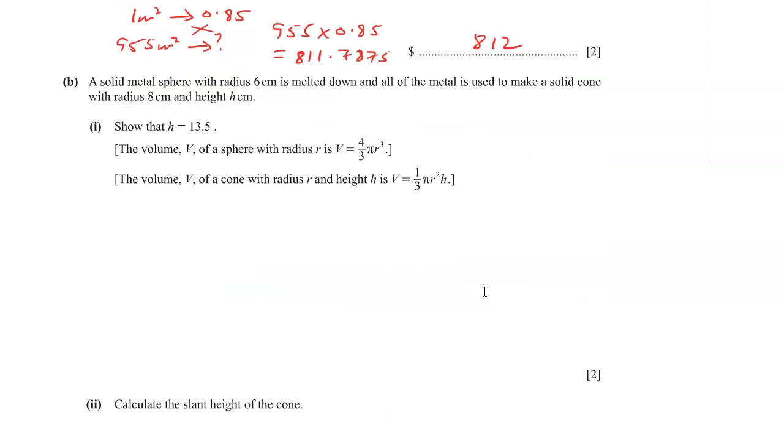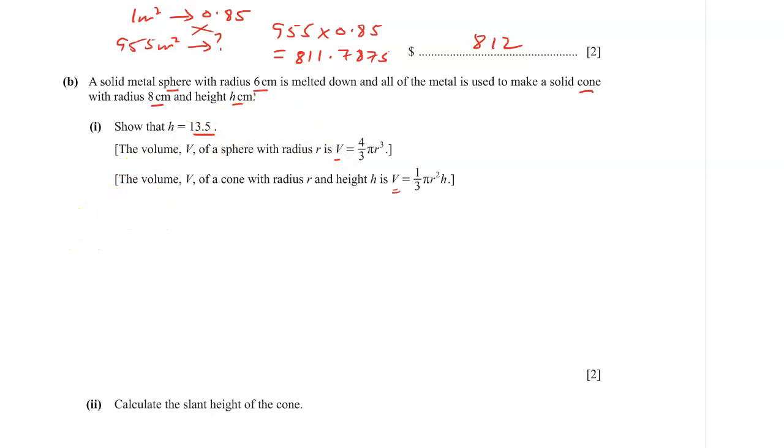Part B. A solid metal sphere with radius 6 centimeters is melted down, and all of the material is used to make a solid cone with radius 8 centimeters and height h. Show that h is 13.5. Volume of the sphere with radius r is that. Volume of the cone is that. So both have the same volume of material.